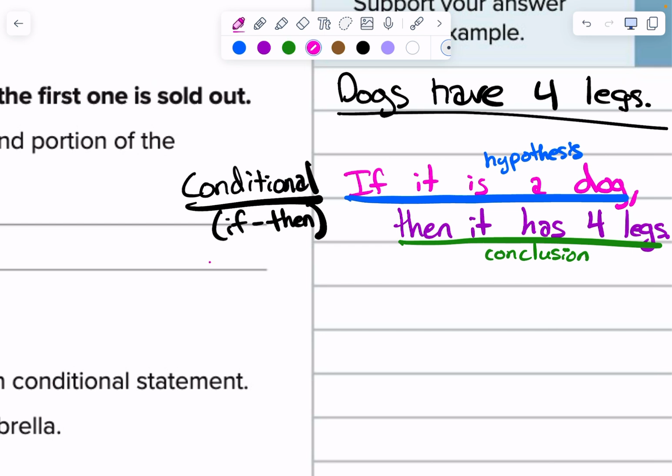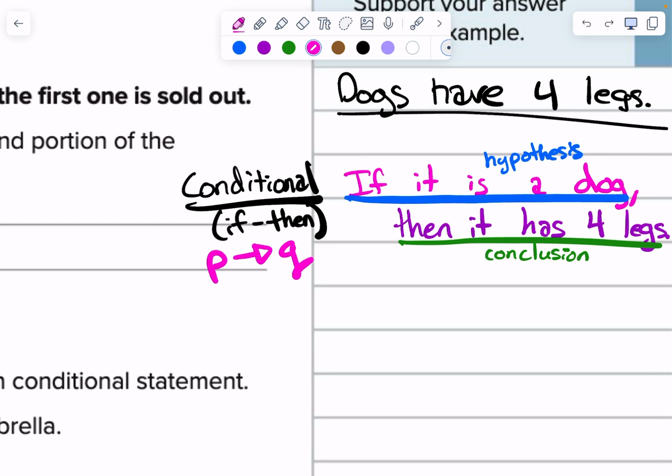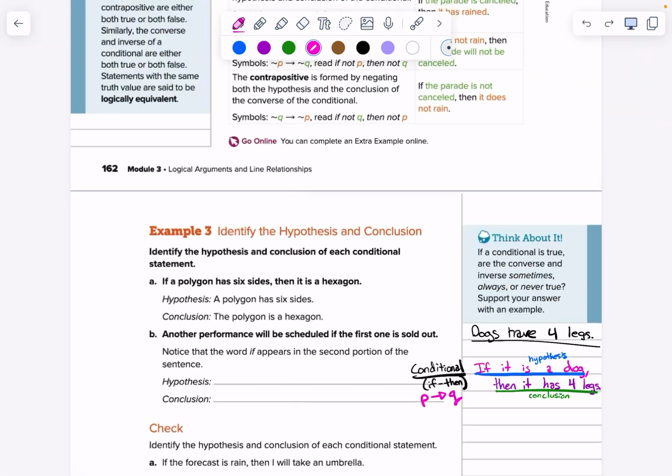Here we go. Write this next to conditional. P, then Q. Do P arrow Q. That means P then Q. The P part is the hypothesis part. The Q part is the conclusion part. So P then Q. That's what symbol format of a conditional statement looks like. This is the if part. This is the then part. Got it? Good? All right.